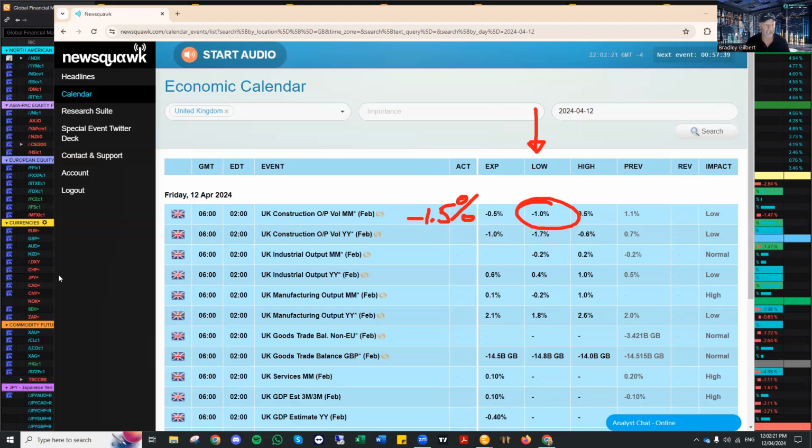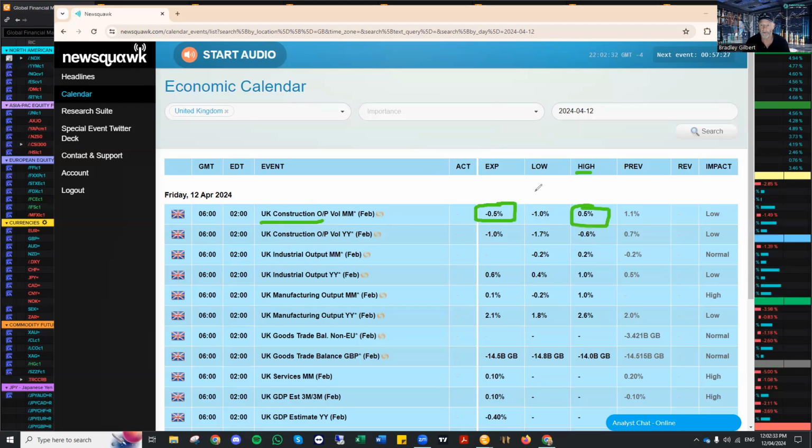And this is exactly the same for the top side. The high here for the expectation of this UK construction number, the expectation is minus 0.5. If it's above 0.5, we are going to get an extended move. So if that number came out at 1%, I would be looking to increase my trade size and let the position run further because it's above the high of the range.